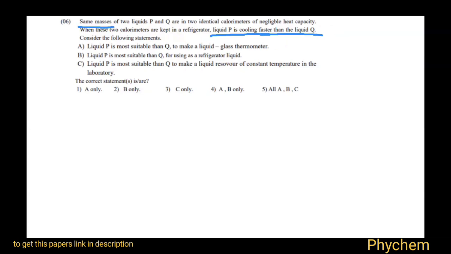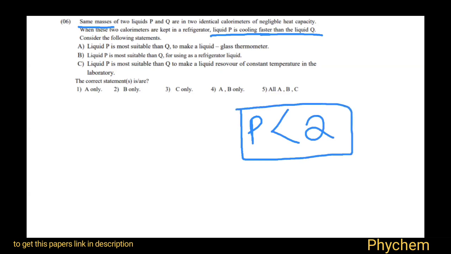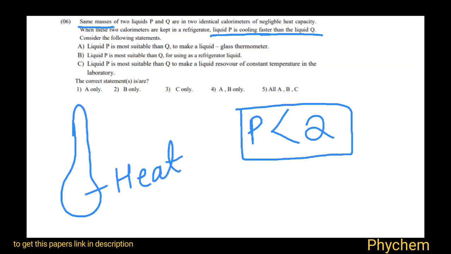When the masses are the same and the liquid P is cooling faster when compared to the liquid Q, you can conclude that the specific heat capacity of P is lower than Q. So that is the data they are giving in hidden form. Okay. Liquid P is more suitable than Q to make a liquid glass thermometer. Well, you know that when we are creating a thermometer, we always expect that the thermometer should have low heat capacity. So for creating a low heat capacity thermometer, we need a liquid which has low specific heat capacity. So therefore, P has low specific heat capacity.